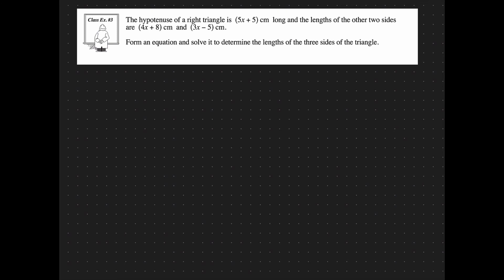Let's look at the final class example, number 3. So it says the hypotenuse of a right triangle. So we're going to make a right triangle, and we're going to say the hypotenuse has a length of 5x plus 5. Okay, and it actually gives us some units here as well, so make sure that you're making note of that. So this is in centimeters.